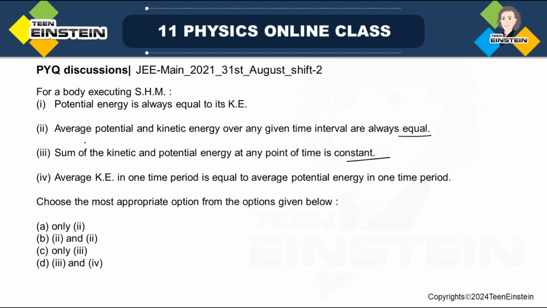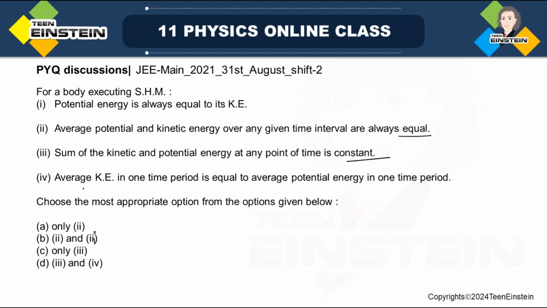What is option two saying? Average potential energy and kinetic energy over a given time interval is always equal. For any arbitrary time interval, whether the average kinetic energy and potential energy will be equal, that you have to find out. Option 2 and 3 will be correct? See, this is not correct, that we'll see. And the sum of the kinetic energy and potential energy will be always constant. See, this is always true.